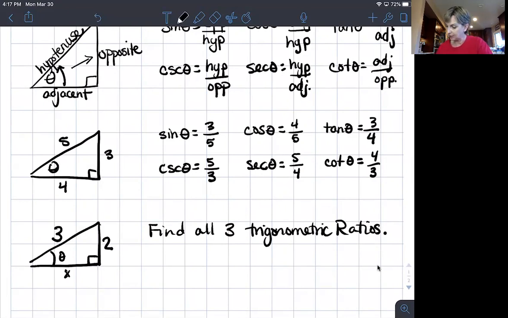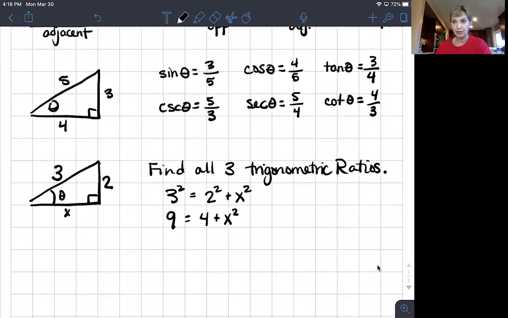So to use the Pythagorean theorem, you're just going to plug in 2 and 3 and solve for that third side. That would be the hypotenuse, 3 squared, equal to 2 squared plus x squared. So that would give us 9 is 4 plus x squared. Moving that 4 to the other side, we'd have 5 equals x squared. And x would be plus or minus the square root of 5.